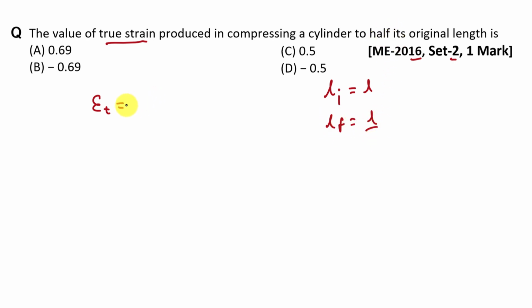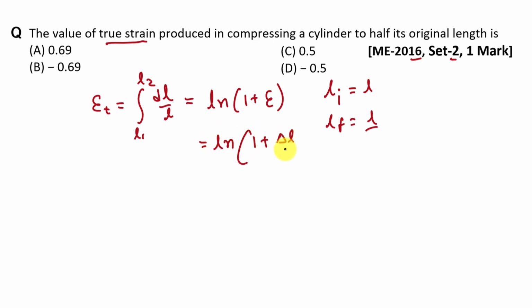Right? We know the equation of true strain, that is integration dl by L from length L1 to L2. And we have derived that it is equal to ln of 1 plus epsilon, where epsilon is engineering strain, right? So it is equal to ln into bracket 1 plus delta L divided by L. Here delta L is change in length and L is initial length. We have derived this equation in the theory part, so you directly have to remember this equation.